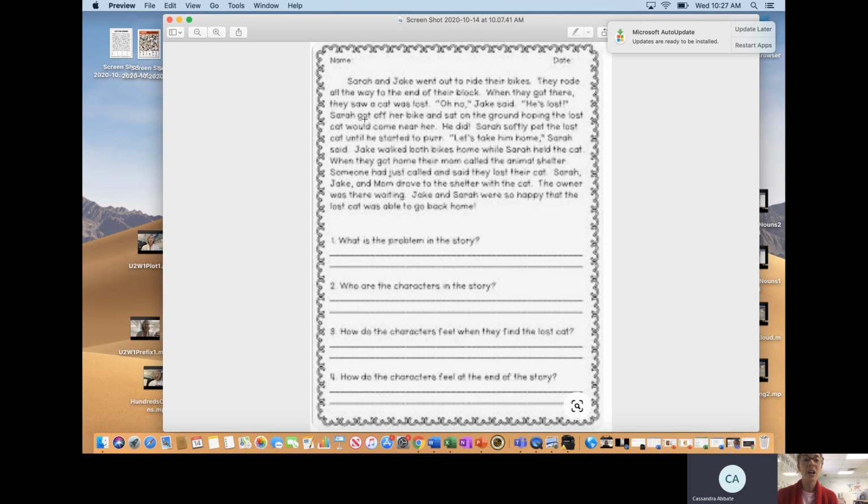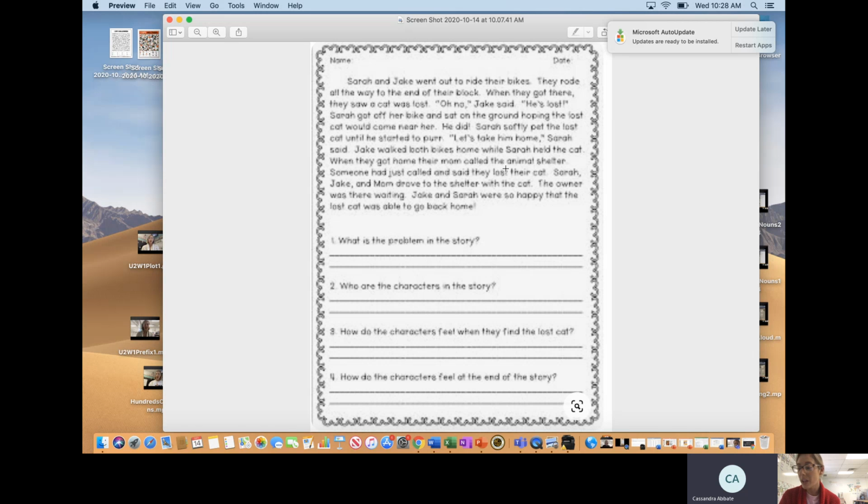Okay, so what was the problem in this story? Yes, Jake and Sarah found a lost cat. It says right here, when they got there, they saw a cat was lost. Very good. So what did the text say about how that problem was solved? Let's think about it. Let's look back in the text and let's think about how the cat being lost, what was the end resolution? Hmm.